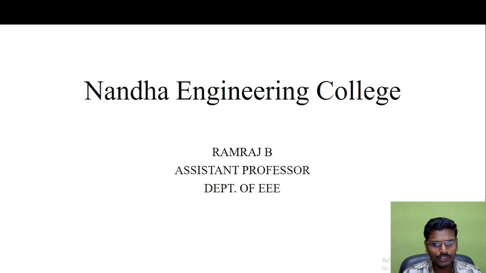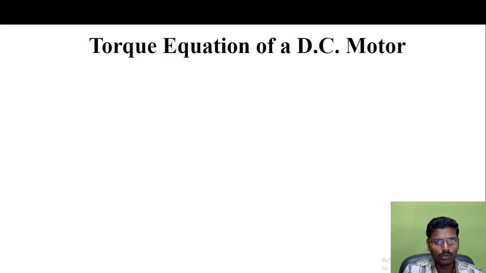So here the speed will reduce and the torque will be higher. In case 1, speed is higher and the torque is lower because there is no load, and in case 2 there is a load of 100 kg. Here the speed will be lower and the torque will be higher. So the torque is something known as turning force or twisting force to pull some load, right? So let's start the torque equation of DC motor.